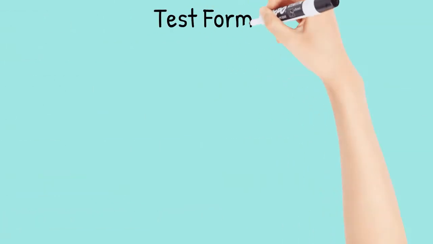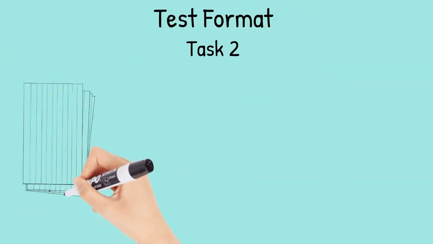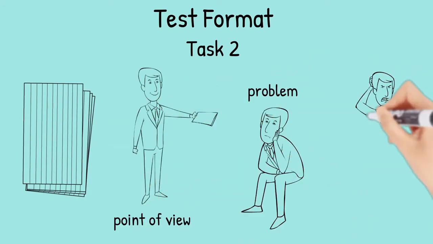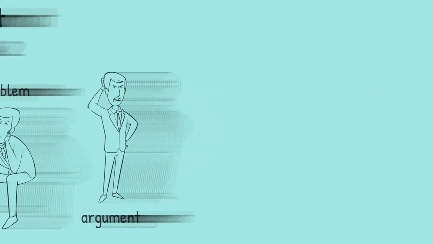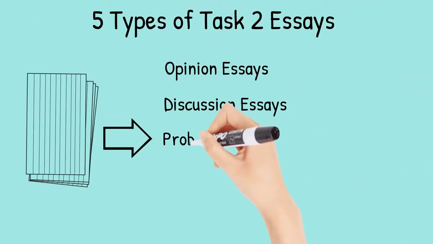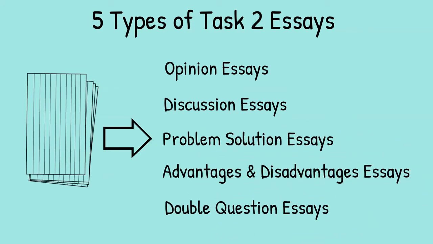For task 2, you must write an essay on a topic of general interest. The essay will be a response to a specific point of view, problem, or argument that will be stated in the question. There are 5 types of task 2 essays: opinion essays, discussion essays, problem solution essays, advantages and disadvantages, and double question essays. Your response to both tasks should be written in a formal style.